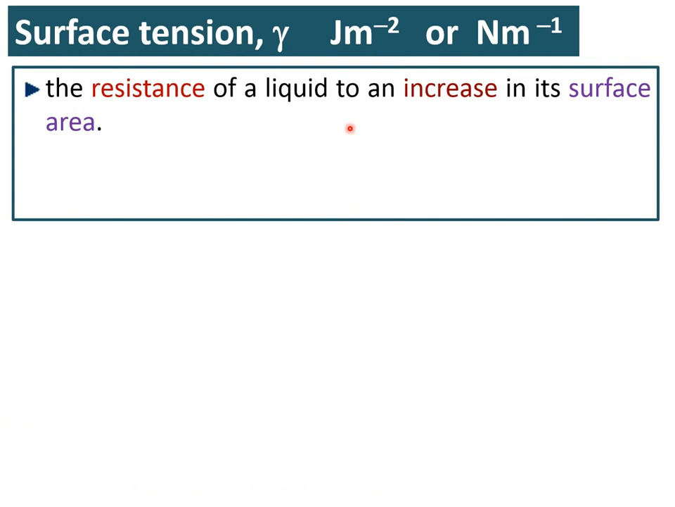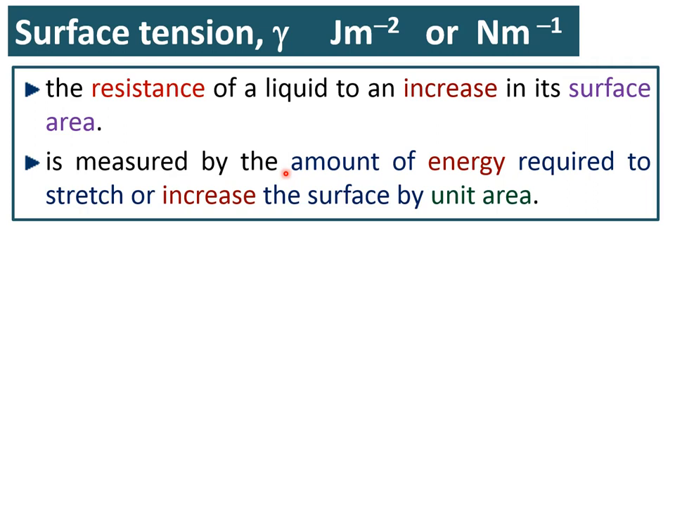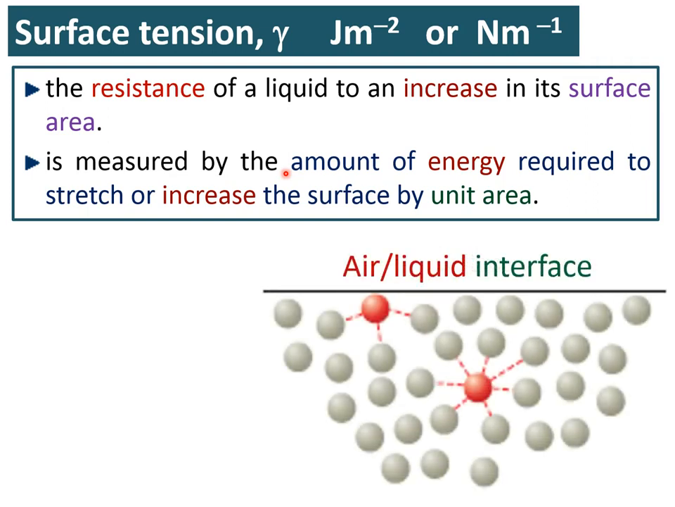Okay, surface tension. The unit of surface tension is joule per meter square or Newton per meter. This is the resistance of a liquid to increase in its surface area. So the bulk is trying to increase the surface area, and the surface tension is trying to decrease the surface area. So the resistance of a liquid to increase its surface area, this is the surface tension. It can be measured by the amount of energy required to stretch or increase the surface area by unit area.